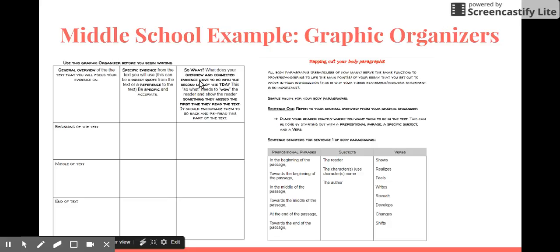And then the last column, so what? So how is this connected to the evidence? It needs to wow the reader. So she's giving them a clue of this is how to write in a more interesting style.